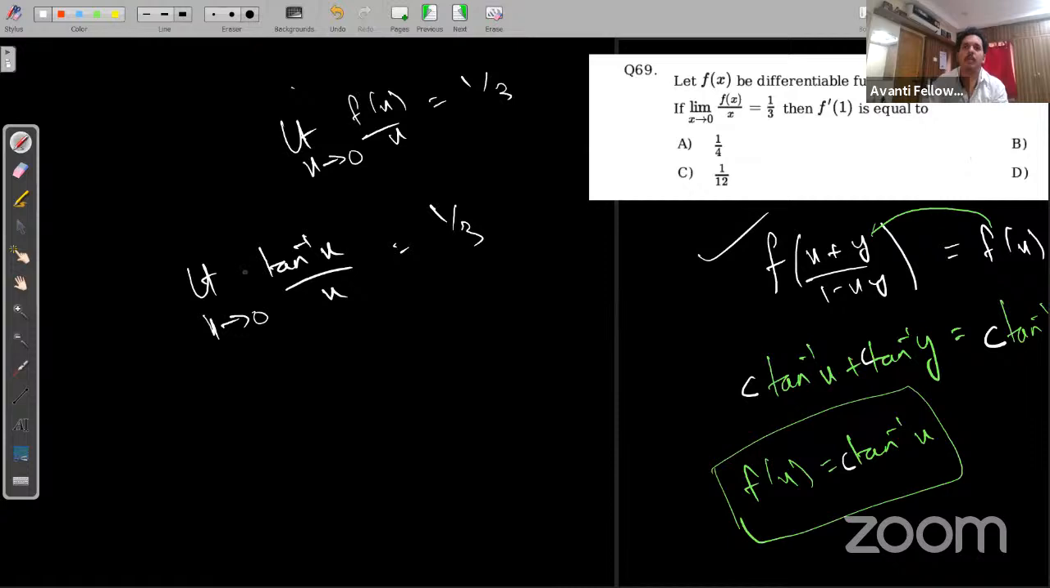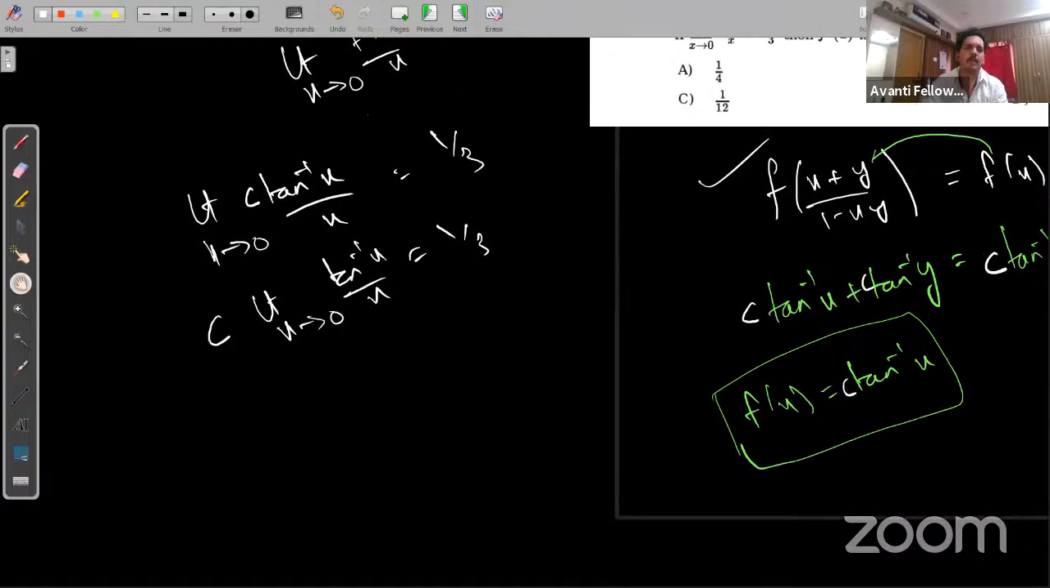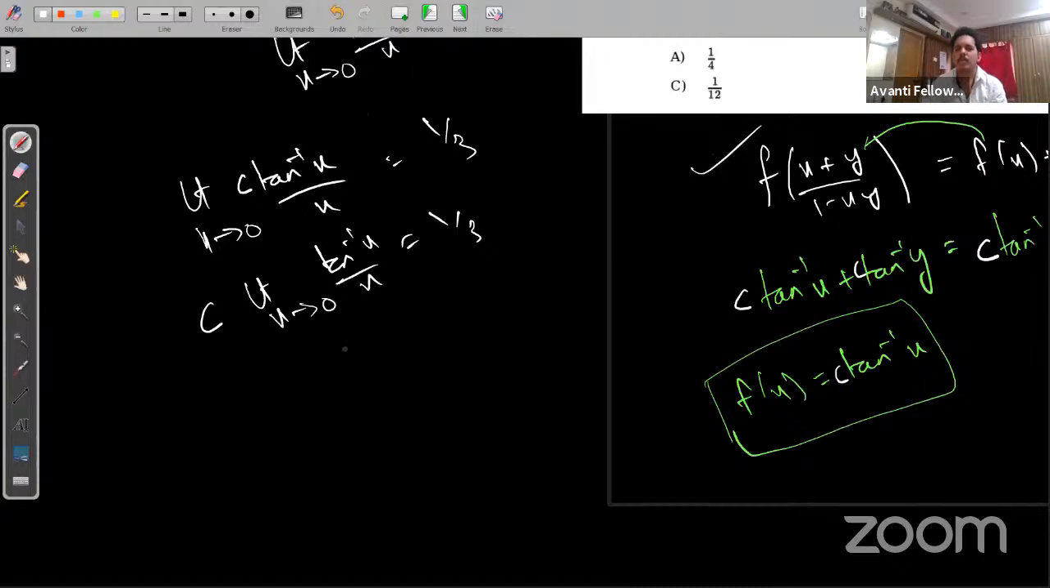So that's the reason he has given the limit, to find the value of c. If you take the c outside, that is a constant. So limit x tends to 0, tan inverse of x by x is equal to 1 by 3. Now what is tan inverse of x by x, guys? It is 0 by 0, so I will just use the L'Hospital rule.